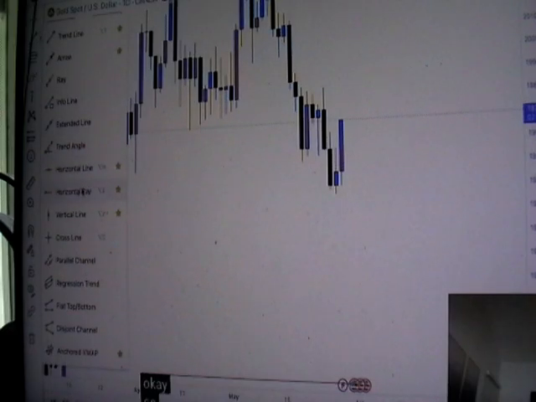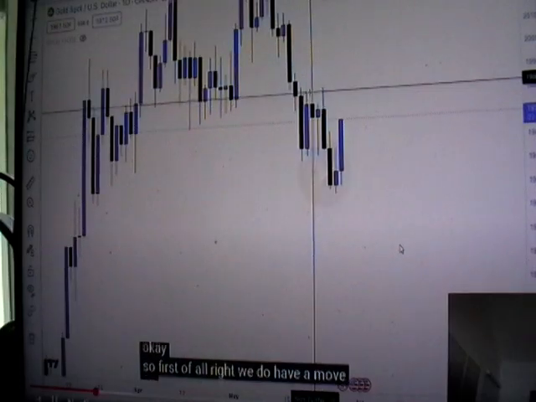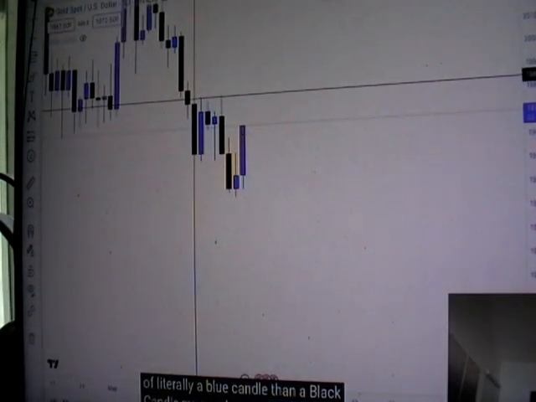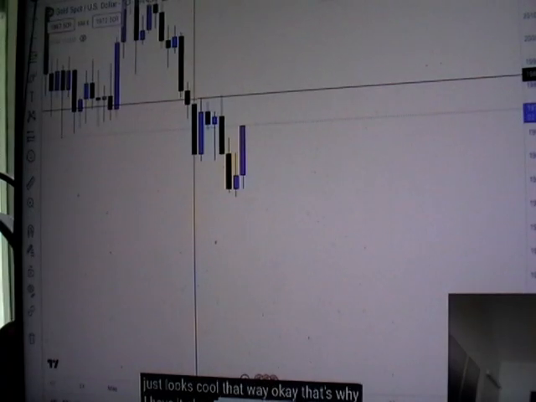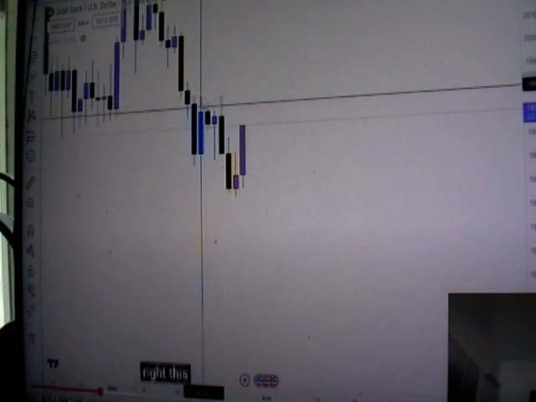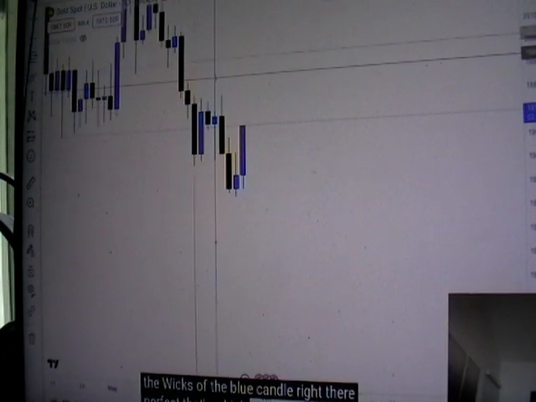Okay? So, first of all, right there is the low, and right there is the high. A move up, then a move down. What does it consist of? Literally a blue candle, then a black candle. My chart is blue and black. It just looks cool that way. Okay? So this is a high. This right here is the high, off the wicks of the blue candle right there. Perfect. That's a high. Okay?